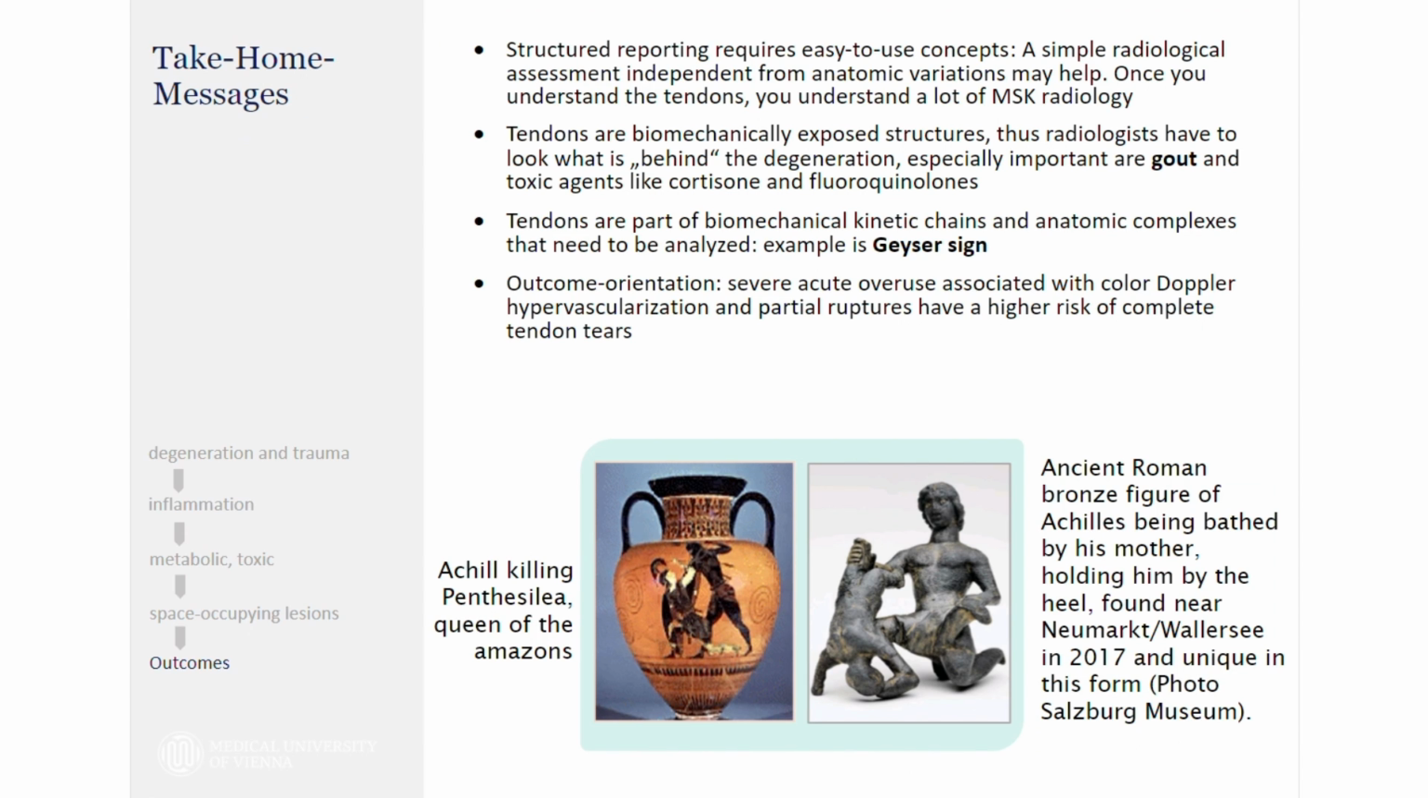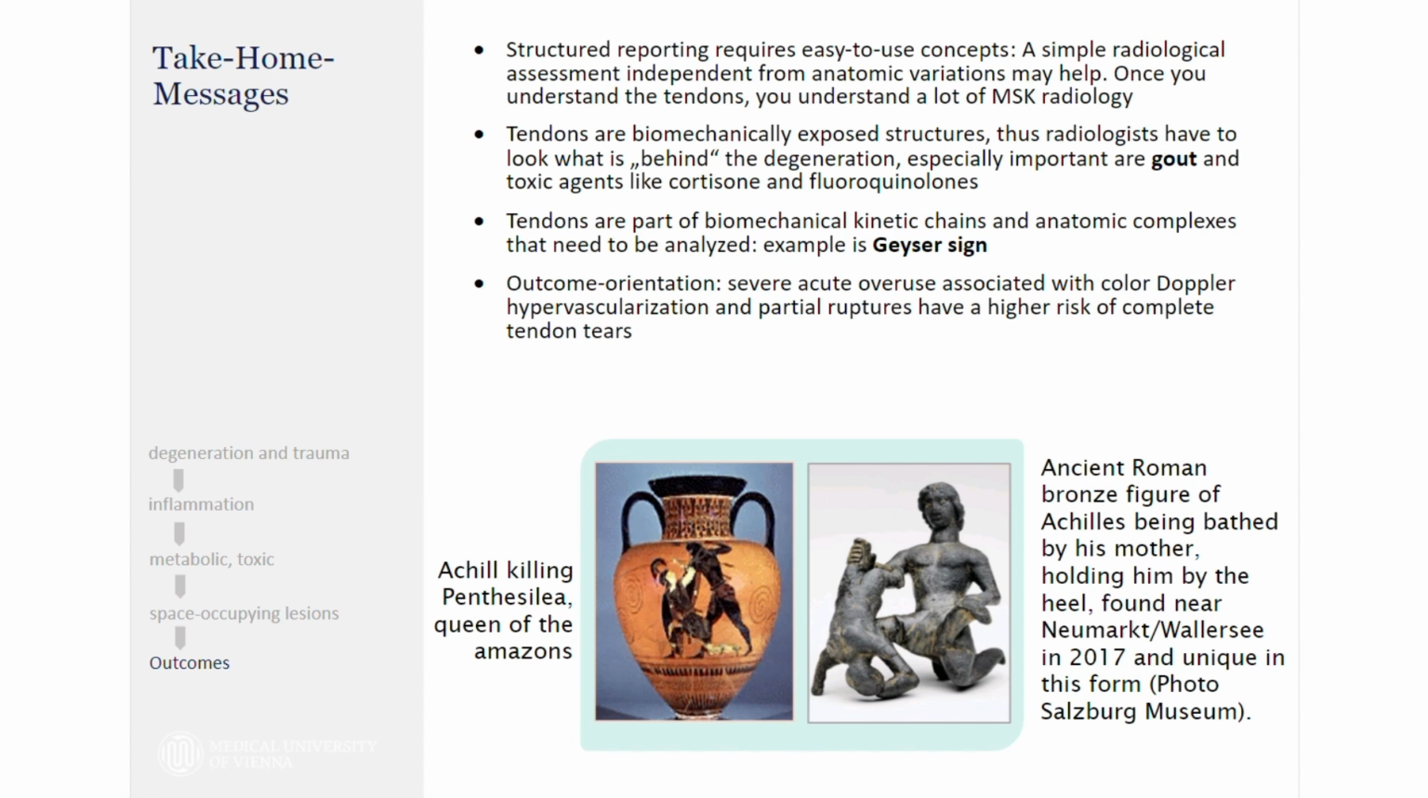So to sum up, we need to use all these terms and become familiar with them for structured reporting. And for structured reporting, usually we need very easy to handle concepts, like BI-RADS in mammography, worldwide appreciated because it's so simple. And therefore we also need this, and that was the reason for this presentation, to give you a glimpse and an overview of a system and a concept that can be applied to virtually all tendons of the body.